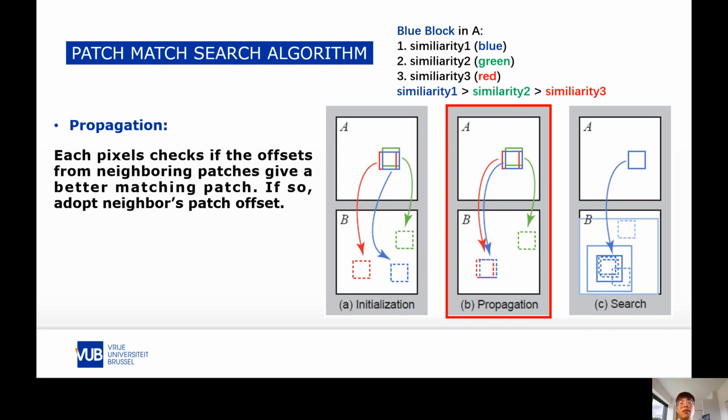The offset of the corresponding block in A is assigned to the blue block. If similarity 1 is the largest, the offset of the blue block in A remains the same, corresponding to the blue block in B. If similarity 2 is the largest, the offset of the green block in A is assigned to the blue block. In this way, the blue block corresponds to the green block in B. Obviously, this process cannot find the most matching block, so there is a third step.